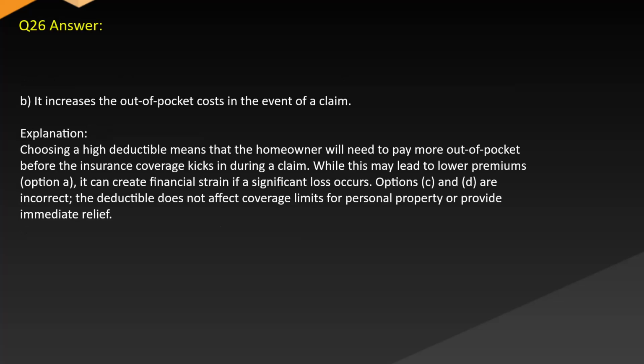Answer. B. It increases the out-of-pocket costs in the event of a claim. Explanation. Choosing a high deductible means that the homeowner will need to pay more out-of-pocket before the insurance coverage kicks in during a claim. While this may lead to lower premiums, option A, it can create financial strain if a significant loss occurs. Options C and D are incorrect. The deductible does not affect coverage limits for personal property or provide immediate relief.